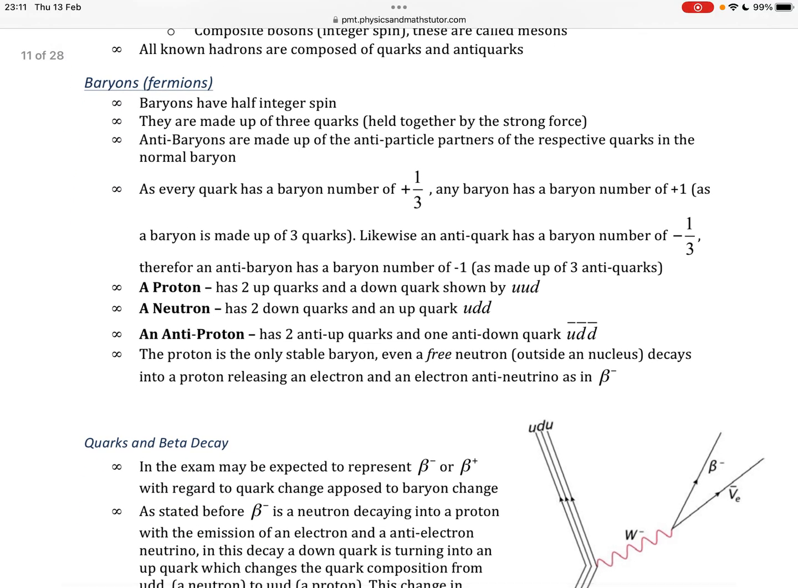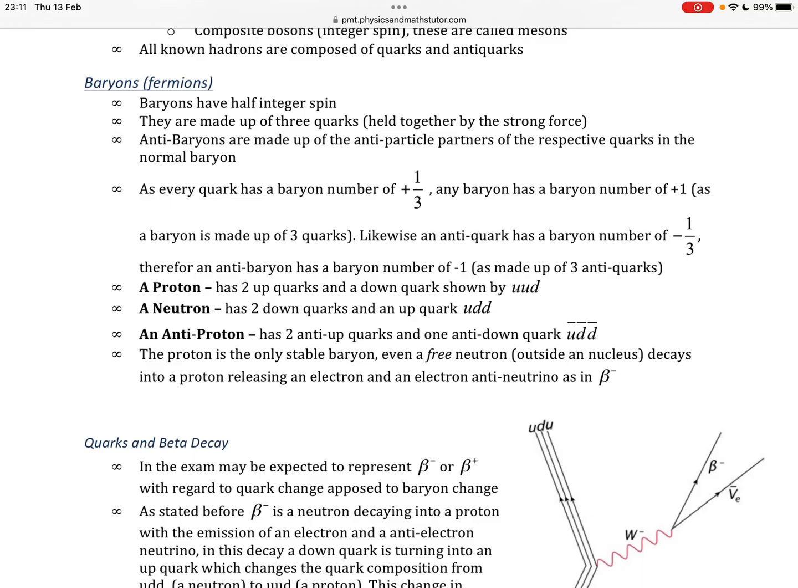The baryons, which are the fermions, have half integer spin. They are made up of 3 quarks held together by the strong force. Antibaryons are made up of the antiparticle partner of the respective quark in the normal baryon. As every quark has a baryon number of 1 over 3, any baryon has a baryon number of positive 1. As a baryon is made up of 3 quarks, likewise an antiquark has a baryon number of negative 1 over 3. Therefore, an antibaryon has a baryon number of negative 1, as it is made up of 3 antiquarks: proton, neutron, and antiproton.